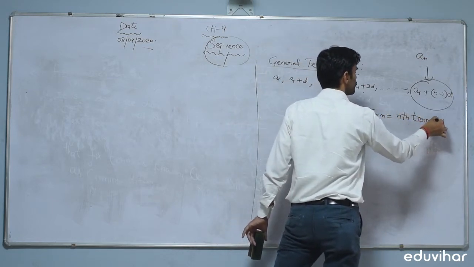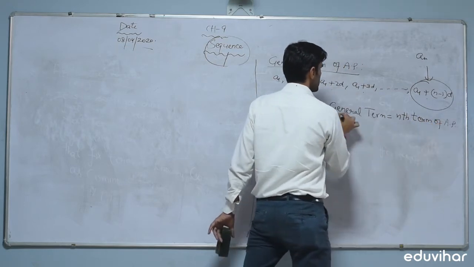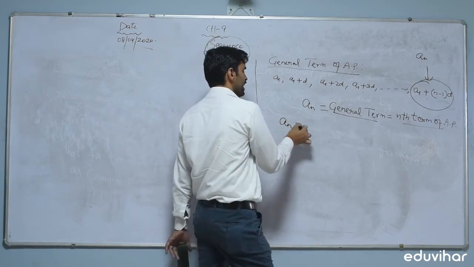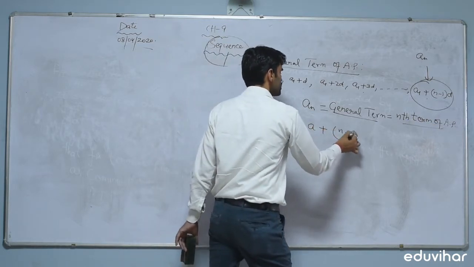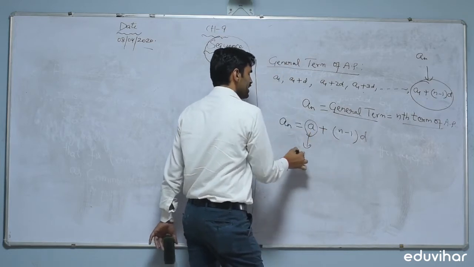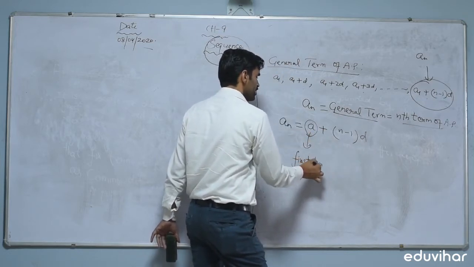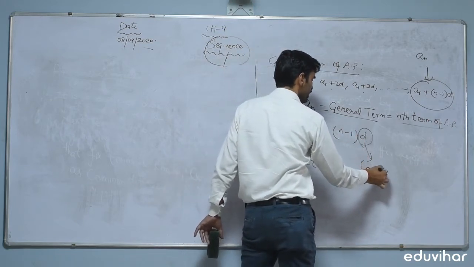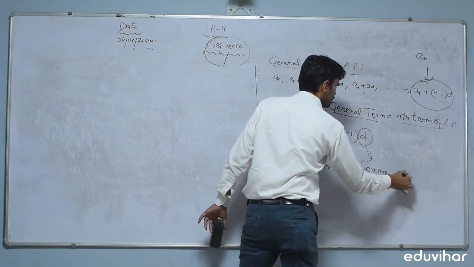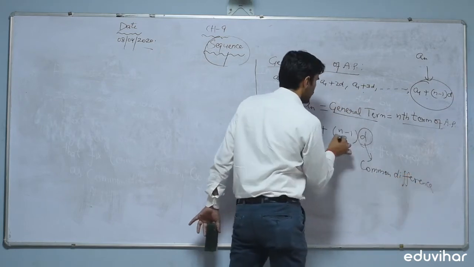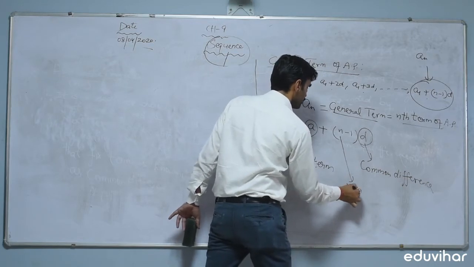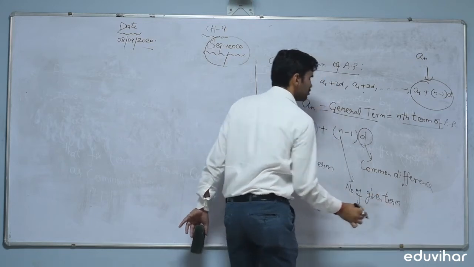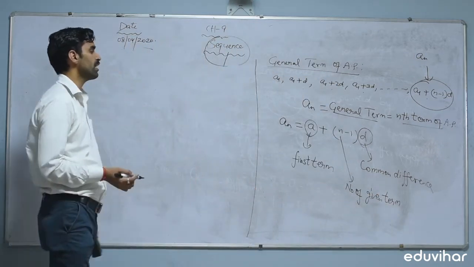It is the nth term of the AP, and this nth term is also known as the general term of the AP. It can be obtained as A plus n minus 1 into D. Here A is the first given term of the AP, D is the common difference of the AP, and n is the number of terms, or the term number which we have to find out.